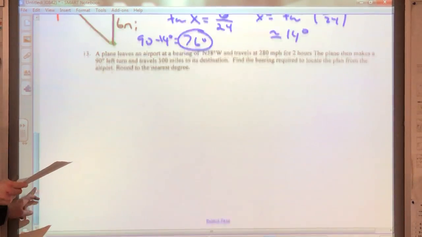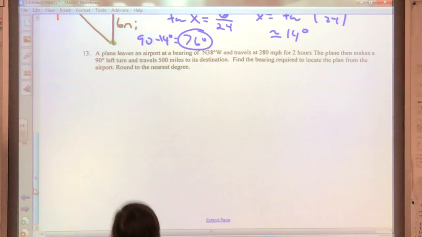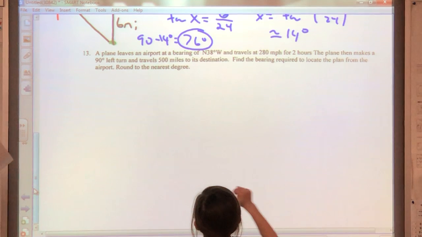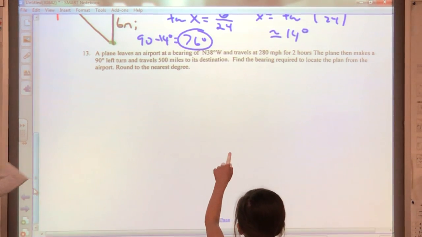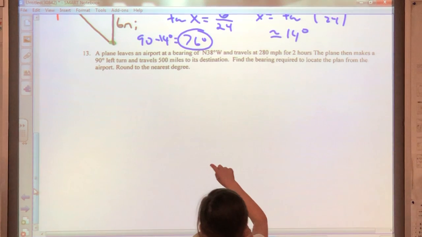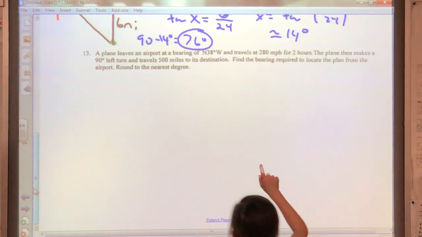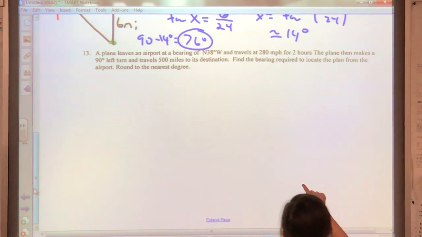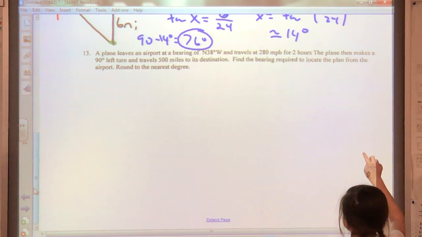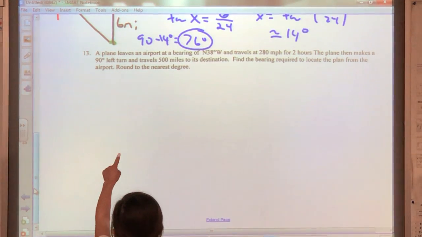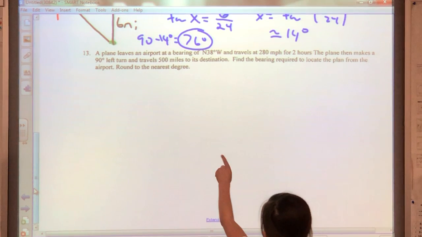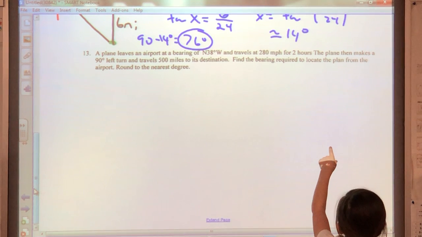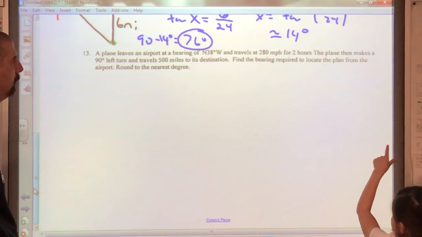Okay. All right. Ava's going to read this last problem. You're going to do it yourself. A plane leaves an airport at a bearing of north 38 degrees west and travels at 280 miles per hour for 2 hours. The plane then makes a 90 degree left turn and travels 500 miles to its destination. Find the bearing required to locate the plane from the airport.